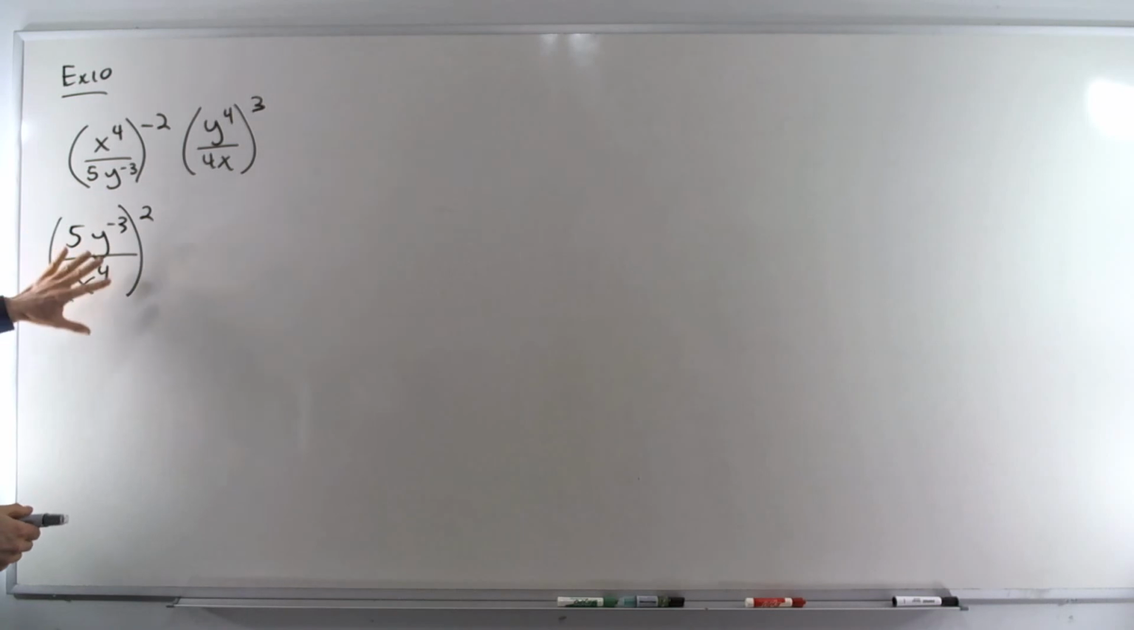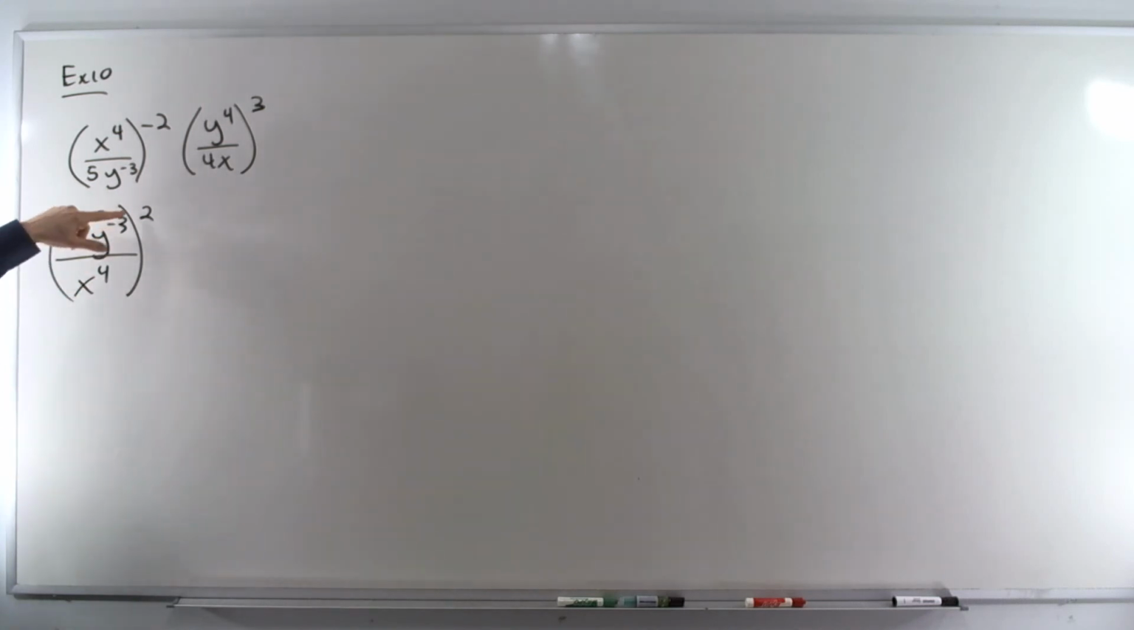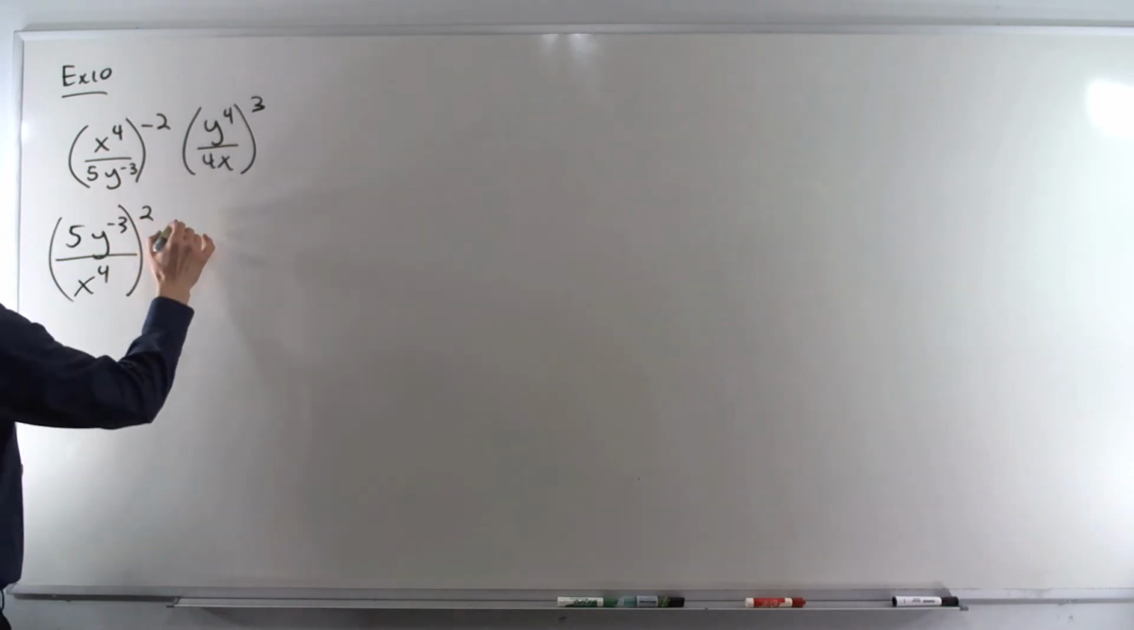Notice nothing changes inside the fraction. That negative exponent, it stays negative. This one stays positive. The only sign that changes is the one on the outside. And this one, just leave it.